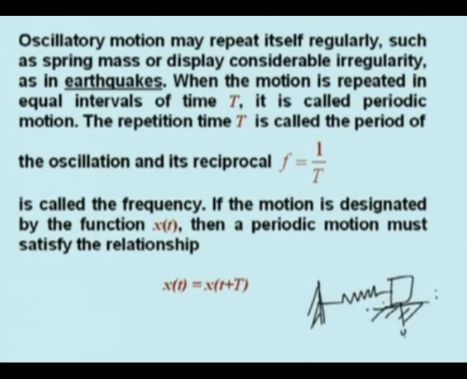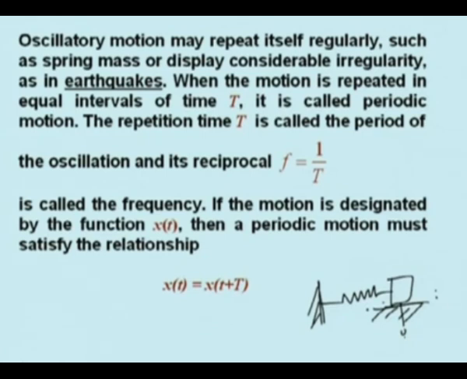It may display considerable irregularity, like in an earthquake. Earthquake vibrations are there, but they are irregular. Now when the motion is repeated in equal intervals of time, it is called periodic motion. The repetition time T is called the period of the oscillation, and its reciprocal f equal to 1 by T is called the frequency. So T is the time period, f is the frequency.